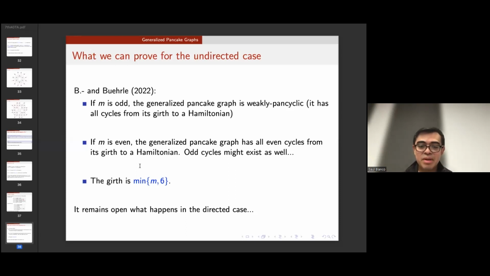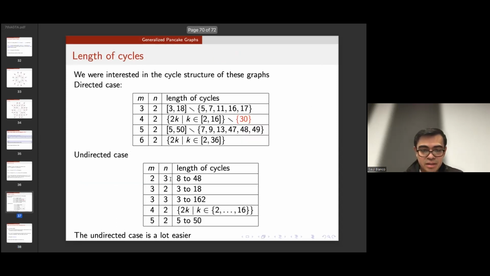And so this is a summary of all of our results. The girth, like I mentioned, is the minimum of M and N plus 1. These are our results from the paper that is under review right now. And then it remains open what happens in the directed case. Yeah, that's a little more complicated.